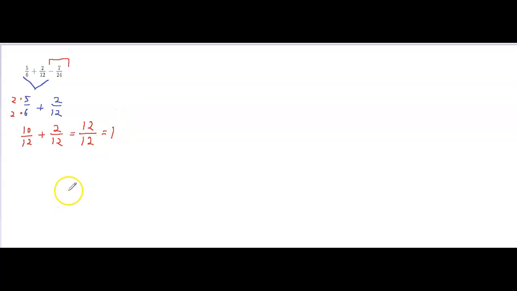There are a few ways that I could look at it. I could look at it as either 1 minus 7 over 24, or I can look at it as 12 over 12 minus 7 over 24, and both would work out just fine. I could show that either way it's going to give us the same answer. So I'm going to look at both.